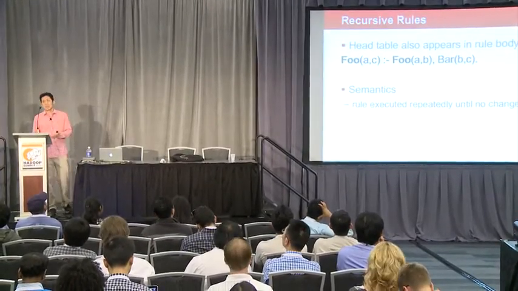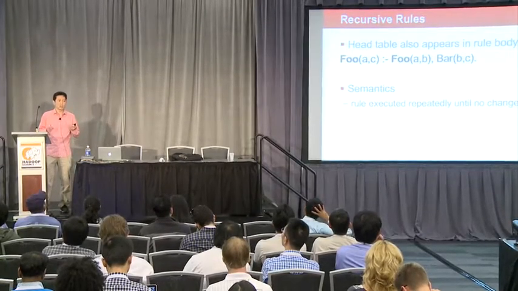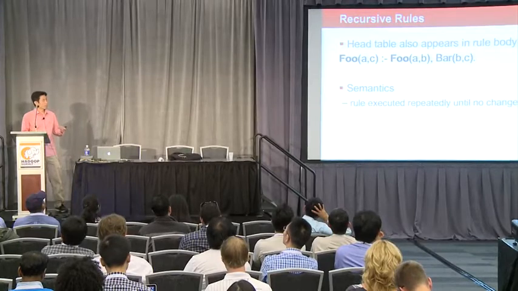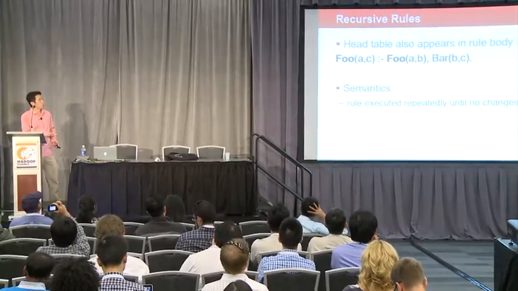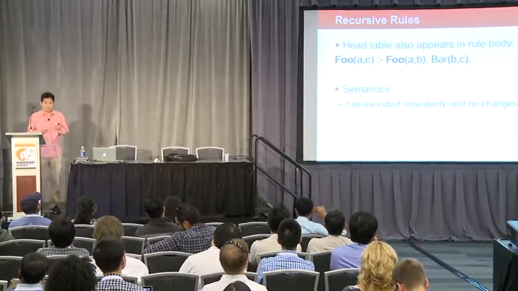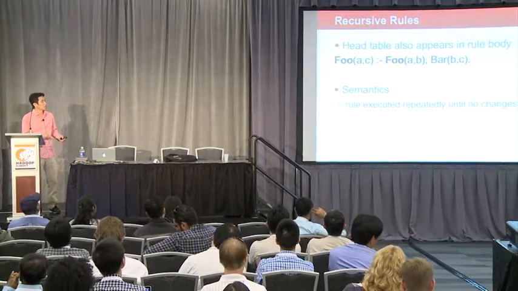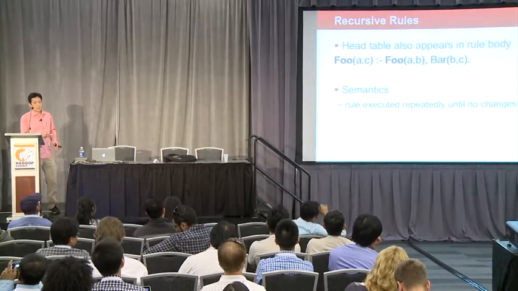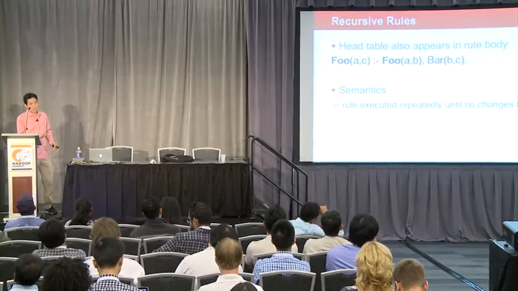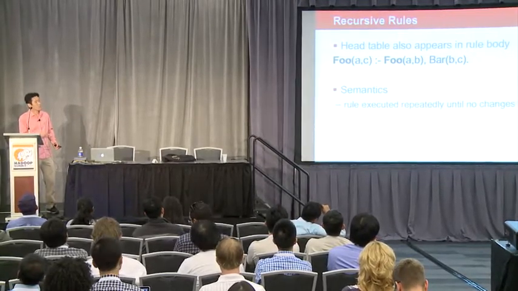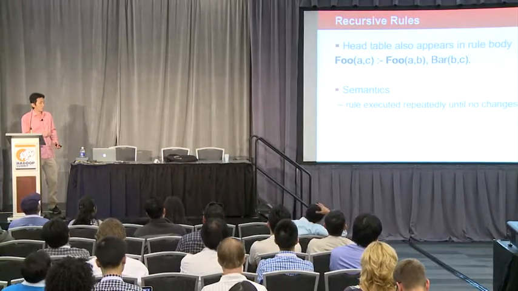Okay, so one thing that makes SociaLite different from other kinds of query languages is that we support recursion. Recursive rules are indicated by having the same table in the rule head and rule body. And the semantics is very, very easy. This rule is executed repeatedly until there are no changes to the table in the head. So we evaluate this rule once and add tuples to the full table, and with that added tuple, we evaluate it again. That is repeated until no tuples are added to the full table.